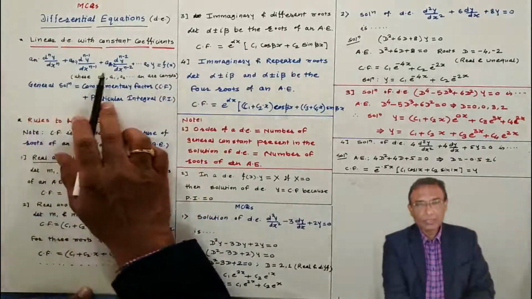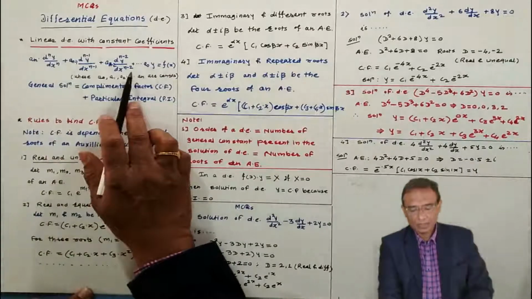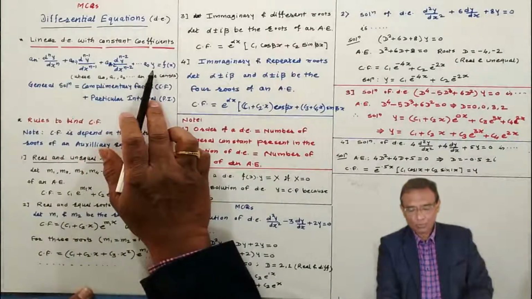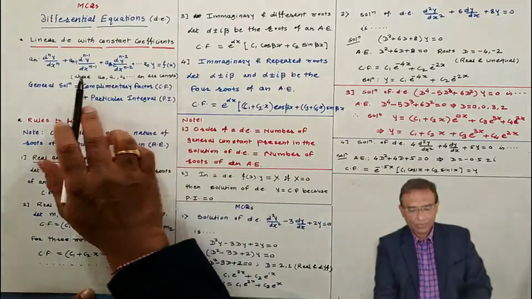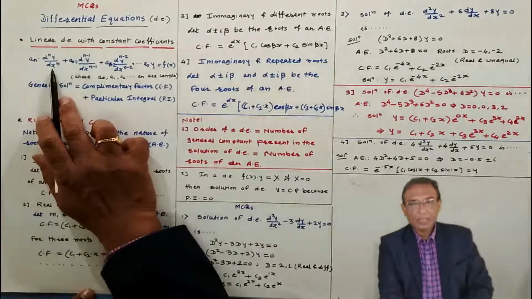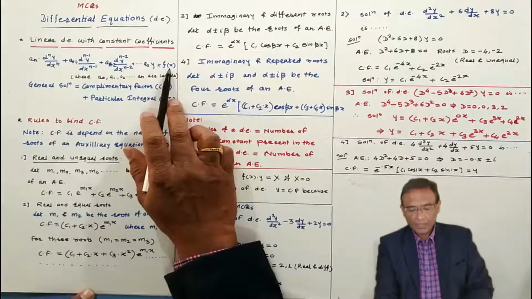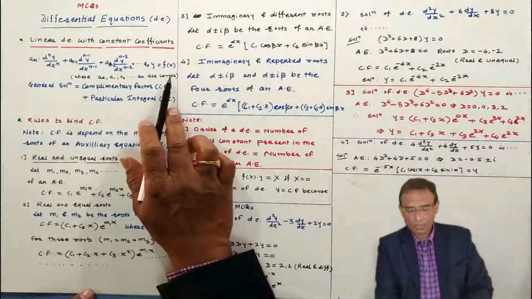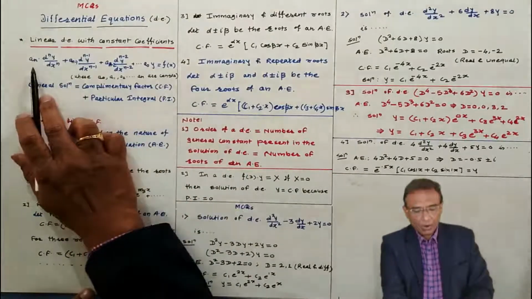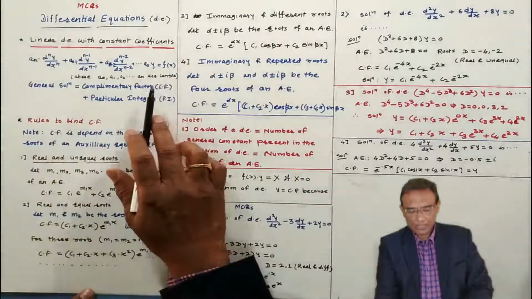On the left hand side, all derivative terms are there, differential coefficients are present, and the y term is also present. And on the right hand side, only a function of x. Here x is the independent variable and y is the dependent variable. This is the standard linear differential equation with constant coefficients, where all the a's, from a_(n-1) up to a_0, are constants.